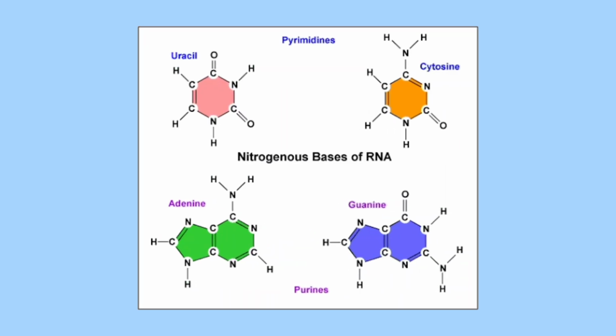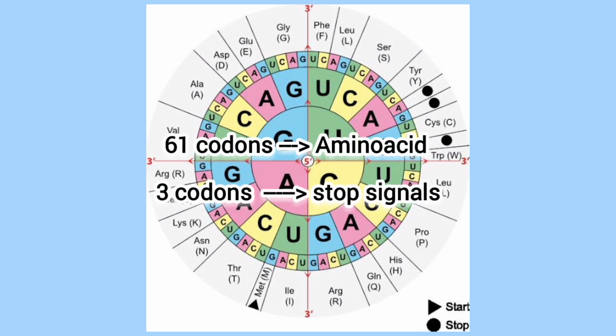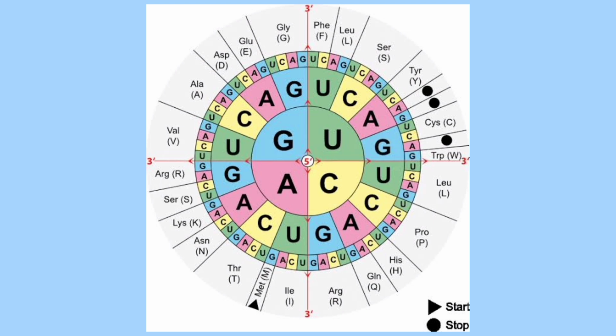synthesis. There are 4 bases in RNA: adenine, uracil, cytosine, and guanine. Since codons are made of 3 bases, there are 4 raised to 3, or 64, possible codons. Out of these, 61 codons code for amino acids. 3 codons act as stop signals. The stop codons are UAA, UAG, and UGA. These signals tell the ribosome when to stop building the protein.